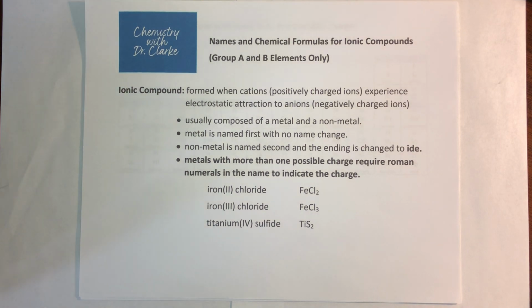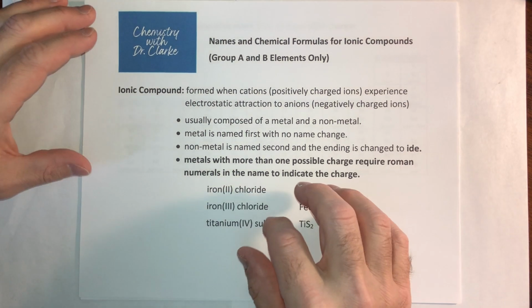If you didn't watch the first video, it focuses exclusively on group A elements. So if you're having a bit of trouble with naming ionic compounds, you may want to stop this video here, go back and look at the one that focuses only on group A, and then come back. The third video in the three-part series will be what happens if you have group A and group B and polyatomics.